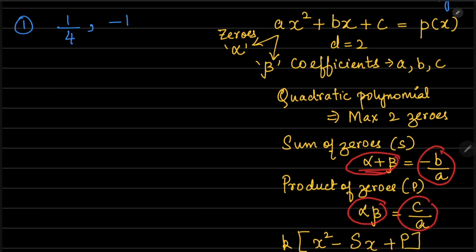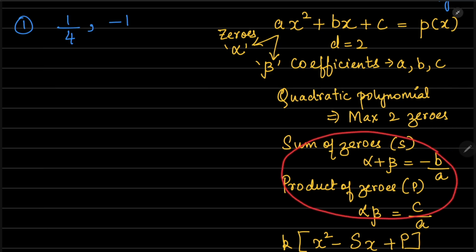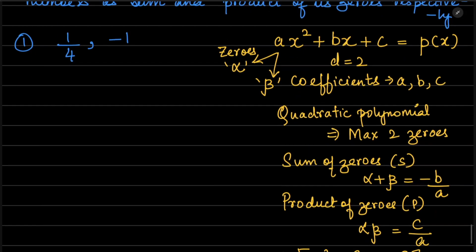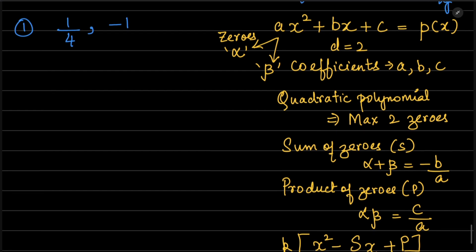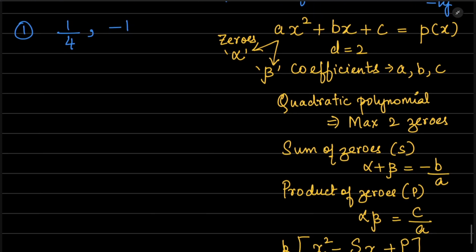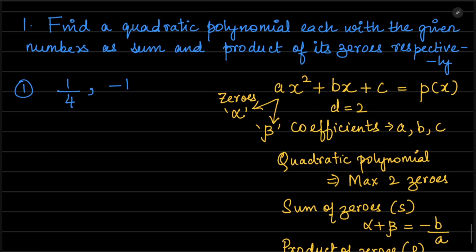Alpha and beta are the zeros. B, a, c, a are the coefficients. So, tell me the formula to relate the zeros and the coefficients means you will tell these two. Okay, alpha plus beta is equal to minus b by a, alpha beta is equal to c by a. Now, let's get back to the question. I hope you understood this. This is just theoretical, but this knowledge is needed for solving today's question.